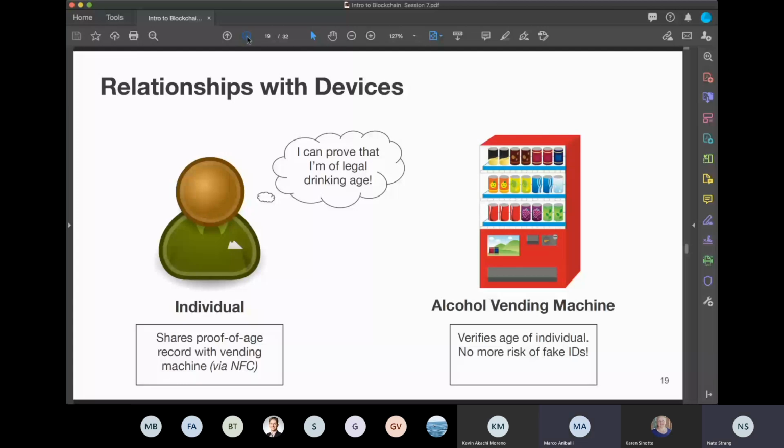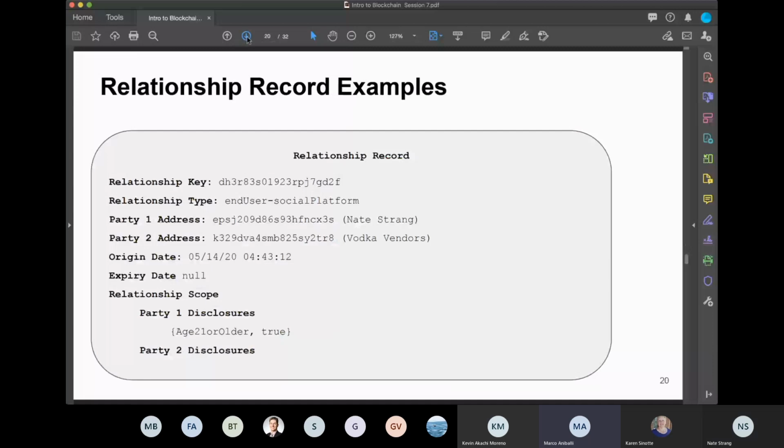Yay. Let's be careful here. That's not a relationship with the device. That's a relationship with the company that owns the device. Yes, thank you. Vodka vendors, here we are. So in this record, we can see that there's very basic information disclosed. All I've done is proven that I'm age 21 or older. And this relationship is all that's needed to allow me to use vodka vendors' devices. That and money, of course.